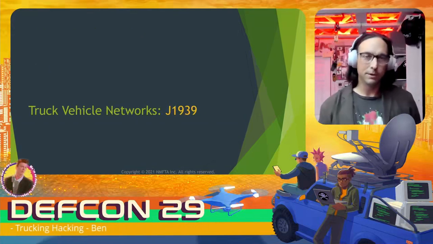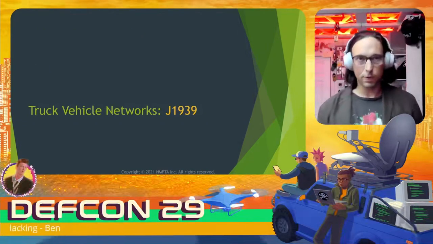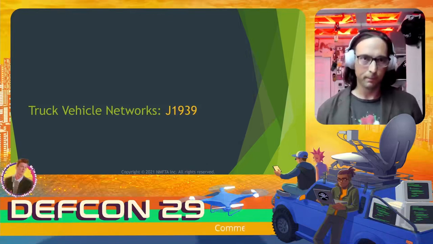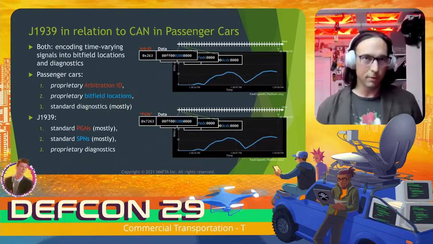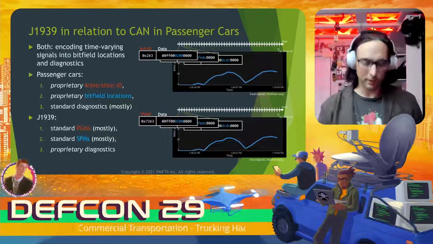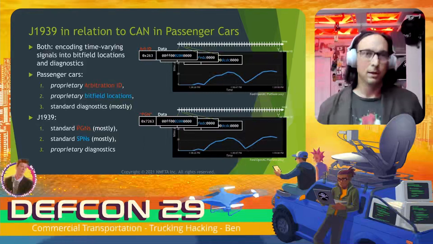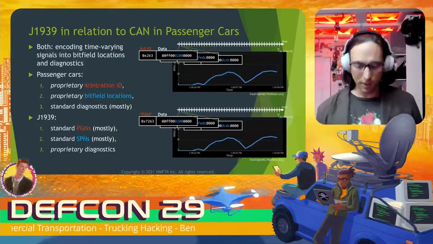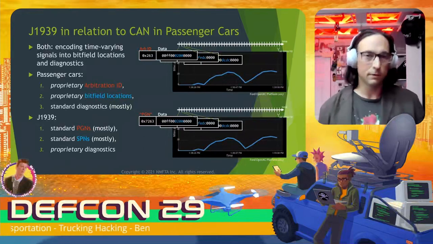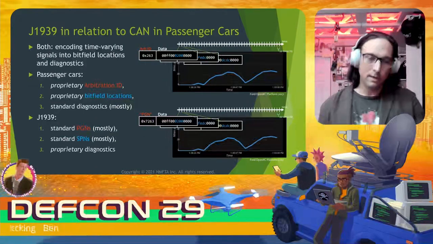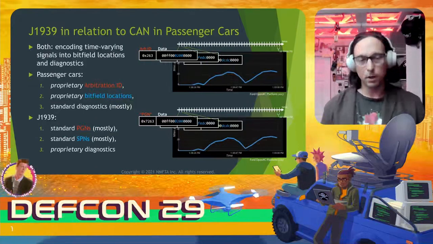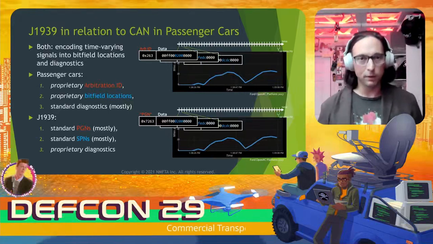I'd like to move into discussing particulars of truck vehicle networks, starting with J1939. I think a lot of people here joining the Car Hacking Village are going to be familiar with CAN networks, especially as they relate to passenger cars. So I'd like to introduce you to J1939, which is found in heavy vehicles, by analogy to passenger cars. In both cases, the CAN buses are encoding time-varying signals and packing those time-varying signals into bit field locations.